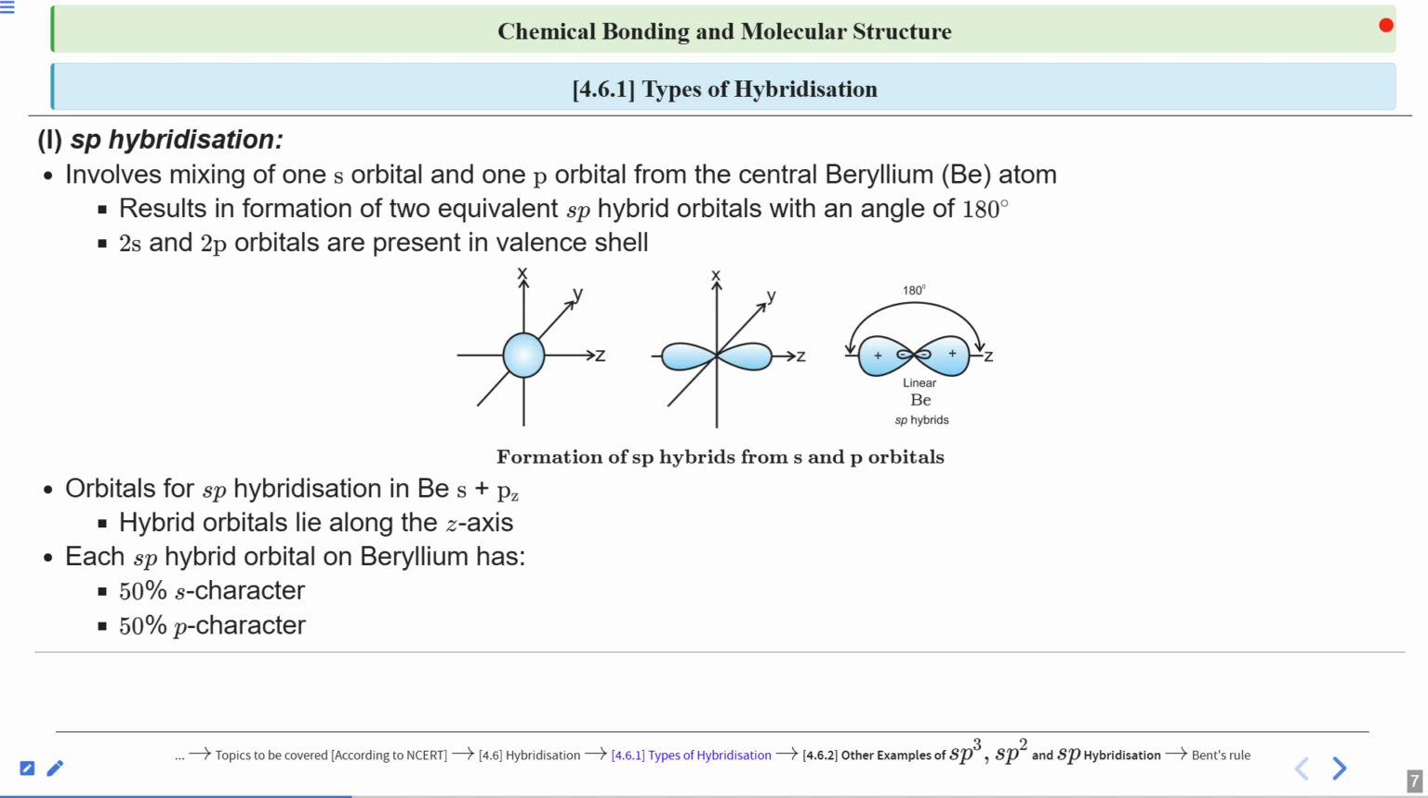Now the question arises, what is the use of this hybrid orbital? We have talked earlier about how hybrid orbitals are used in making sigma bonds. So let us now move on to the formation of this bond.